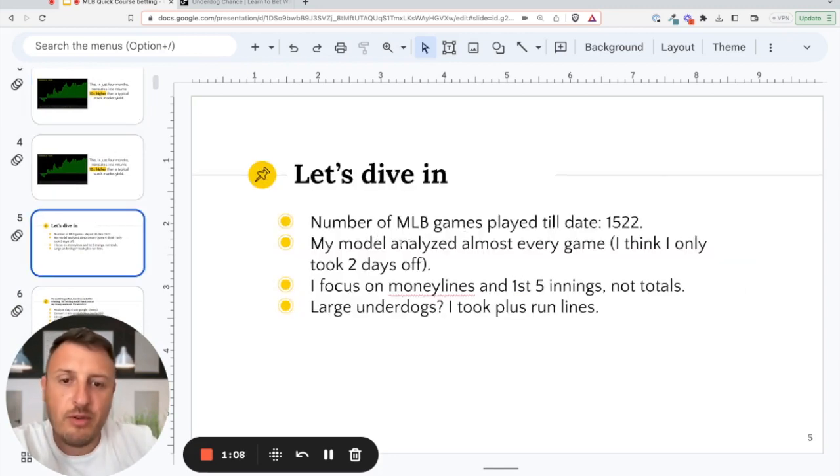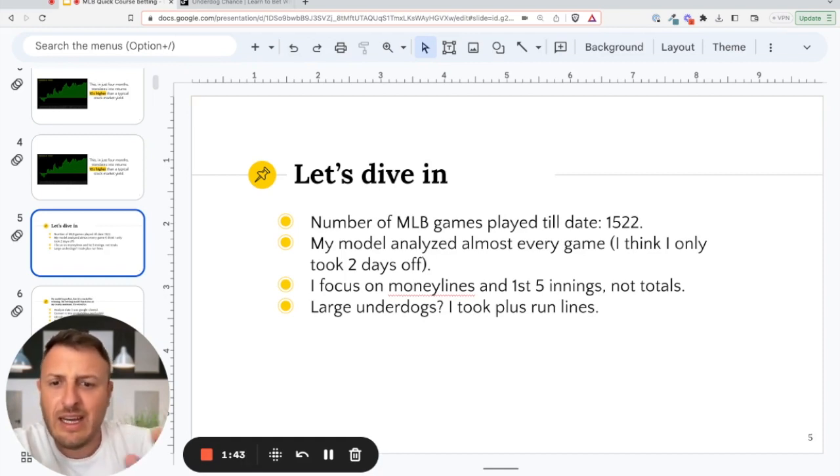Okay, so the number of MLB games played until today is 1,522. And my model analyzed almost every game. So I was analyzing every single game, and I was doing analysis every single day as well. I used around 15 to 20 minutes, because with a betting model, you can take large sets of data, and the betting model will analyze many games in a very short period of time. So this is one of the huge benefits if you have a betting model.